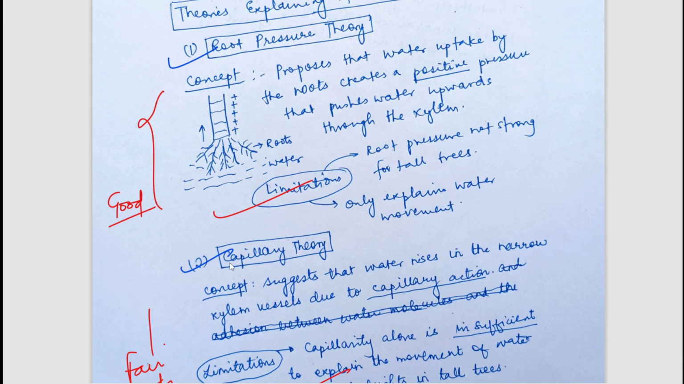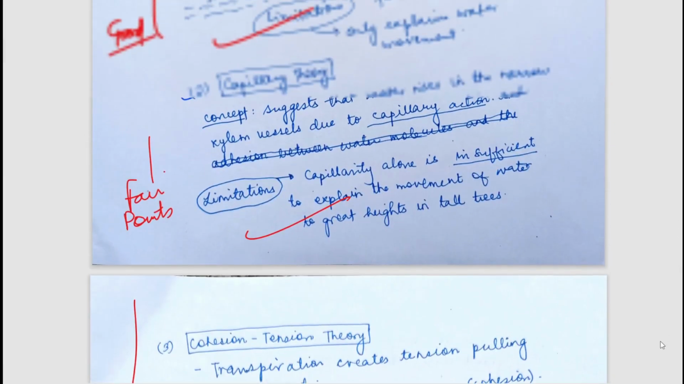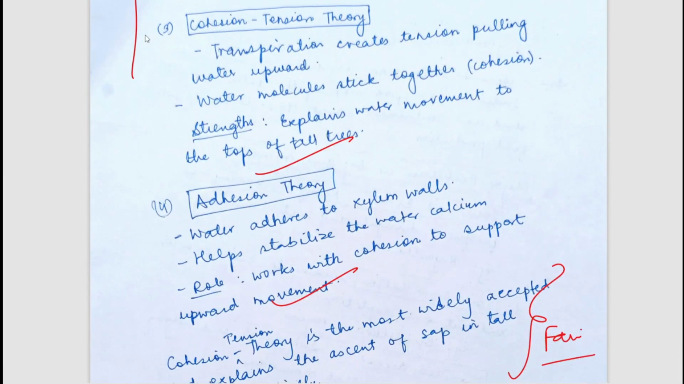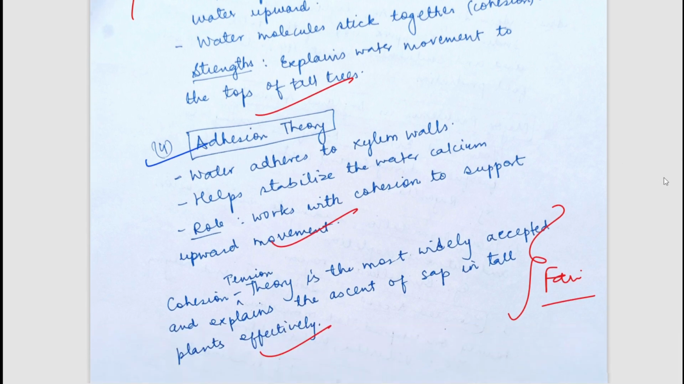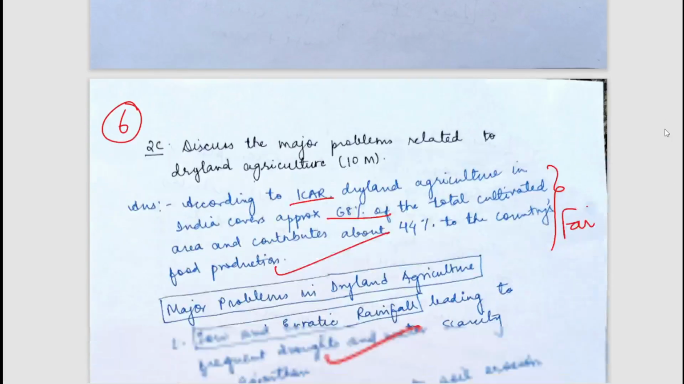These are root pressure theory, capillary theory. You can pause and read it if you want, capillary theory. Then we have cohesion tension theory. Then we have adhesion theory. So these are the major theories related to ascent of sap. Now we will move to the next question.